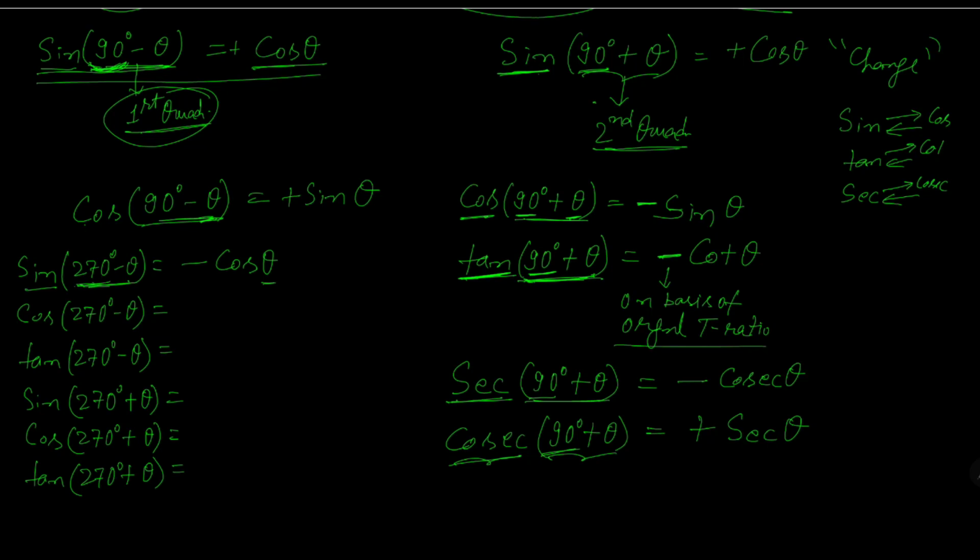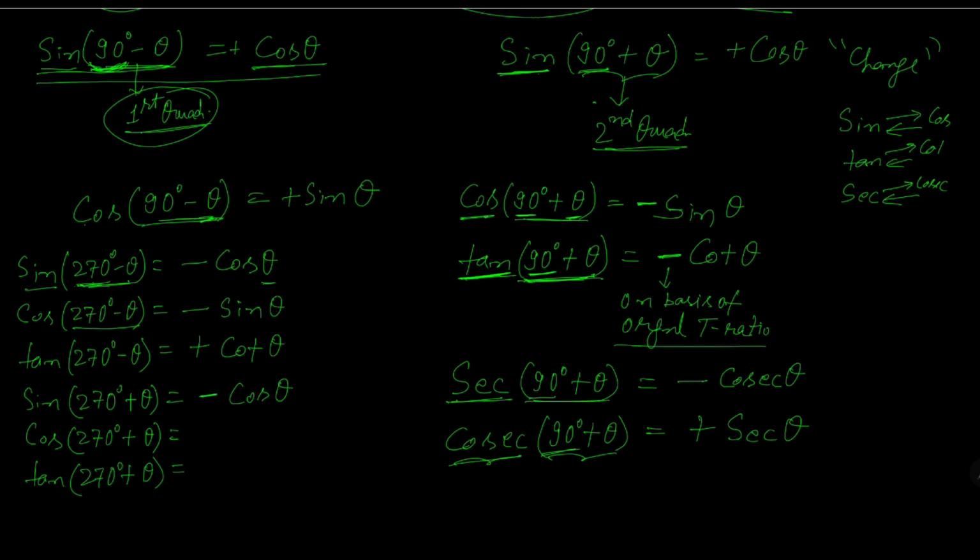Original quadrant, original ratio. Now 270 minus theta, it is in third quadrant, cos is negative. And odd multiples will change. T ratio will change. Tan 270 minus theta, third quadrant, so it is positive. Tan will change, cot theta. 270 plus theta, sine will change, cos. And third quadrant, no, fourth quadrant, so sine is negative.